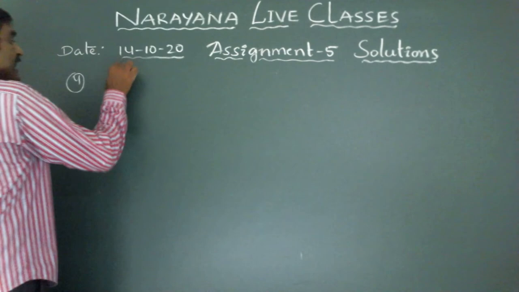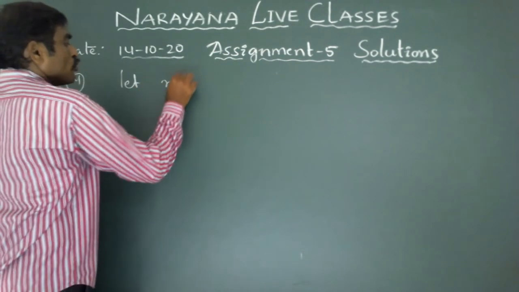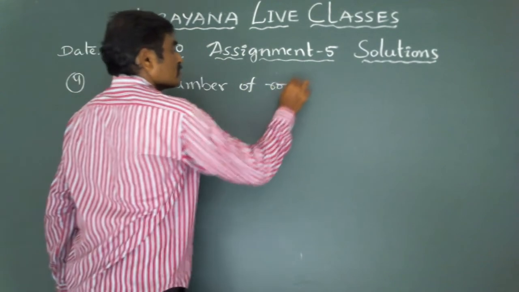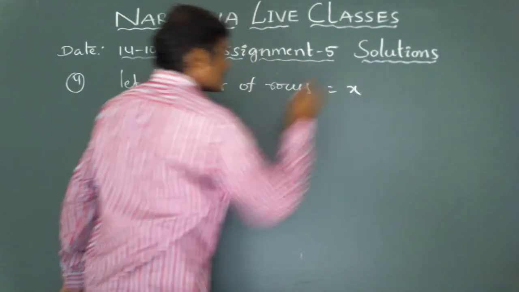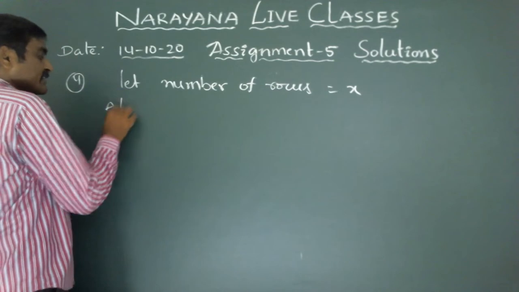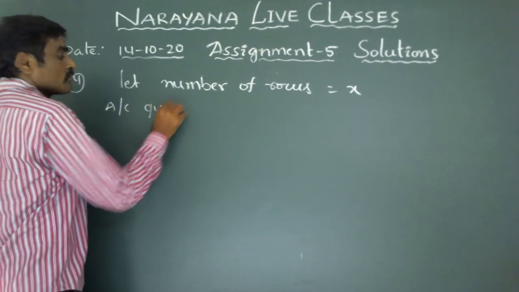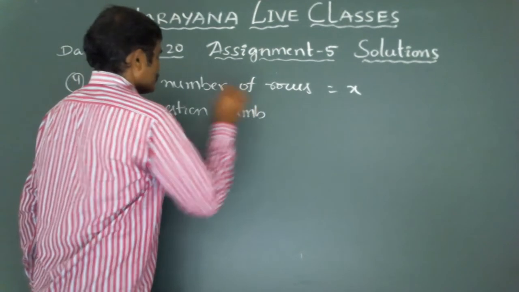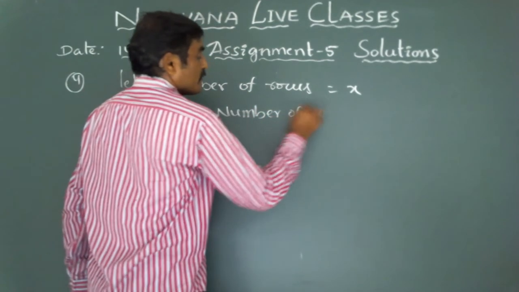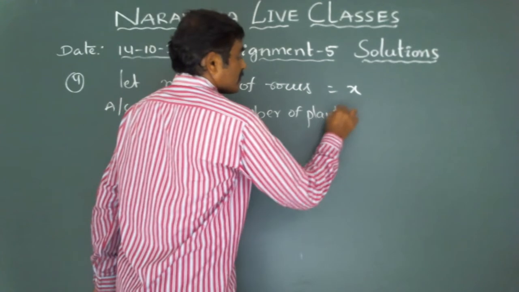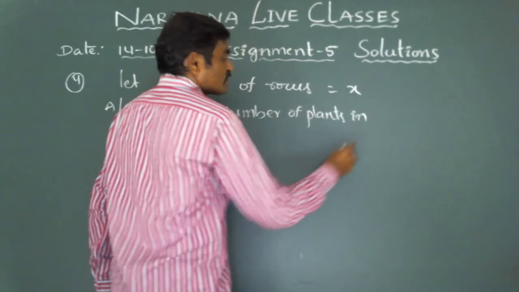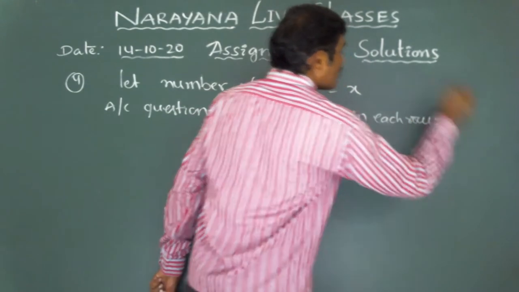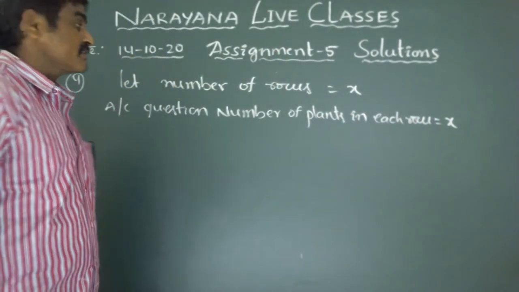See here. Let the number of rows be equal to x. So according to the question, the number of plants in each row is also x. That is given in the question.